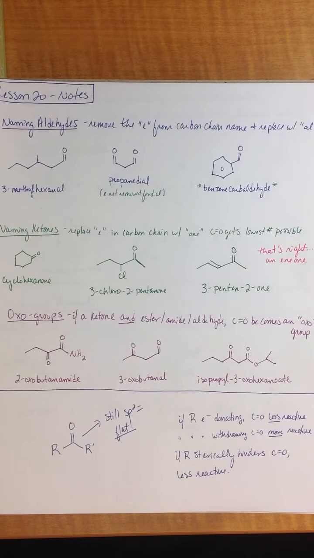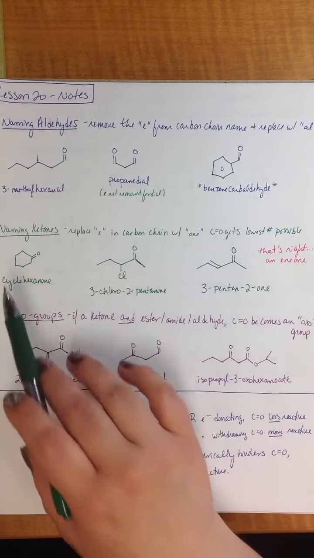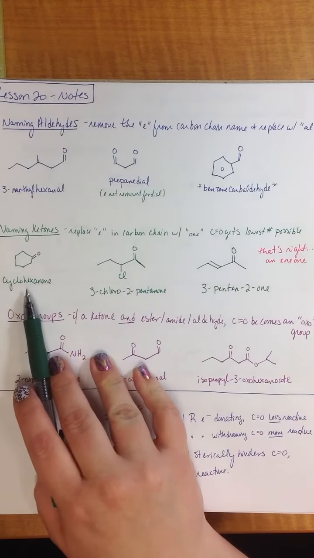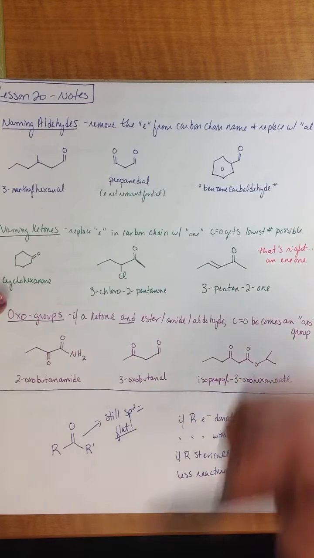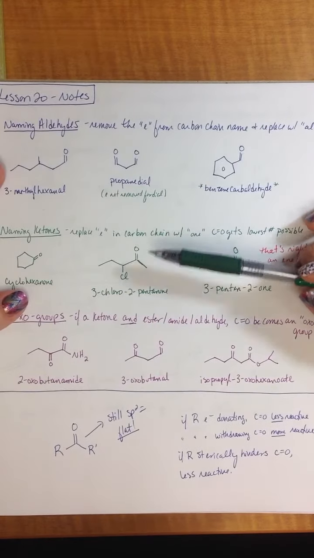Naming ketones. So here we're going to replace the E in the carbon chain with "one," O-N-E, because a ketone, get it? The C=O gets the lowest possible number that it possibly can. So in this case, it doesn't really matter, but this would be cyclohexanone. But if you had another substituent, say right here, the C=O bond is the one that takes the number 1 in that numbering chain, okay? So that would be 1 and then 2, and then if you had something down here, that would be 3, right? Again, you want the C=O bond to get the lowest number possible.